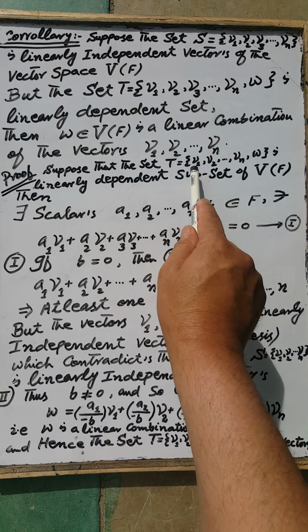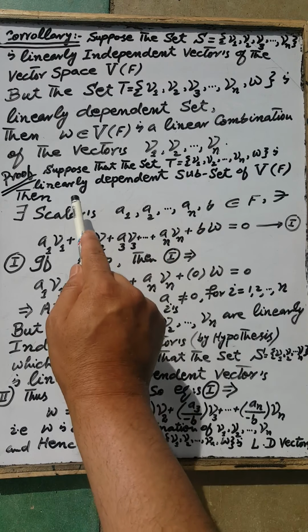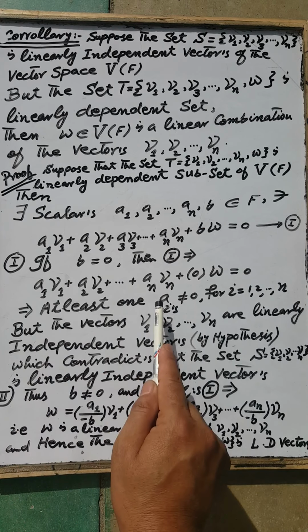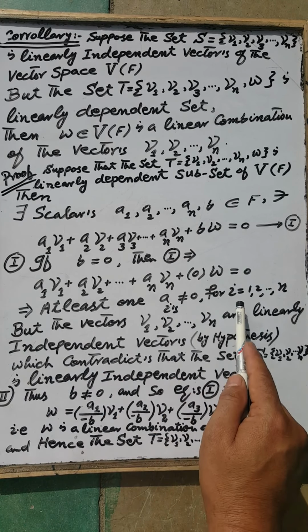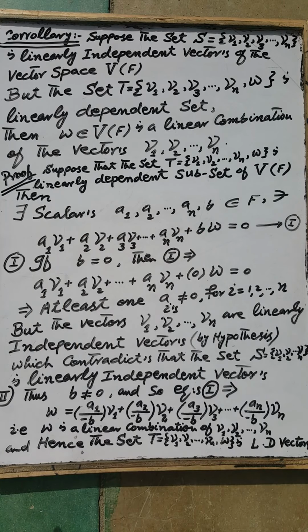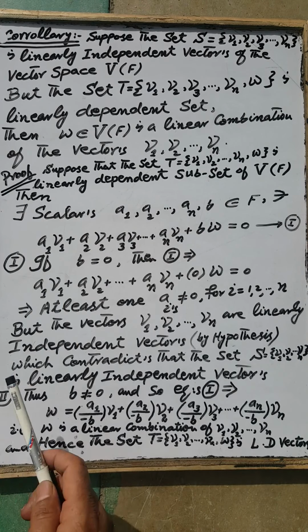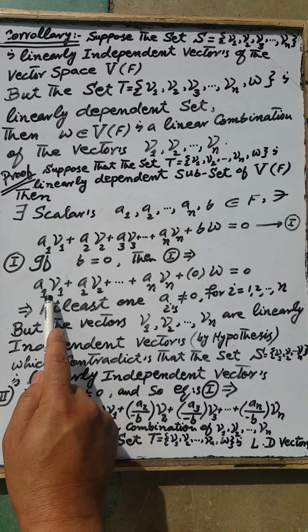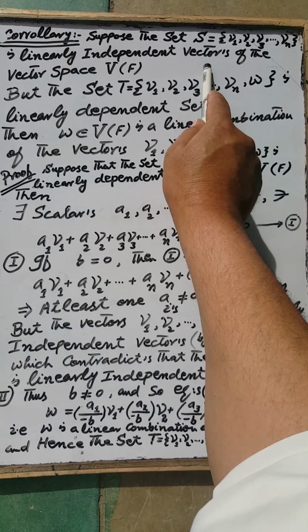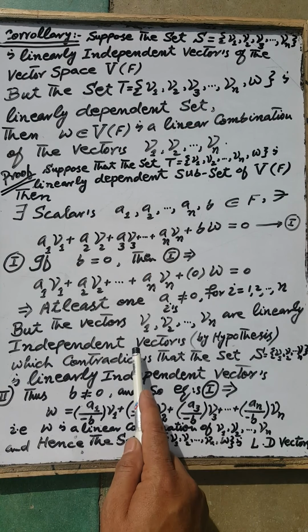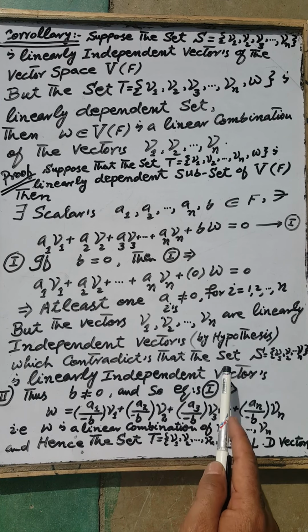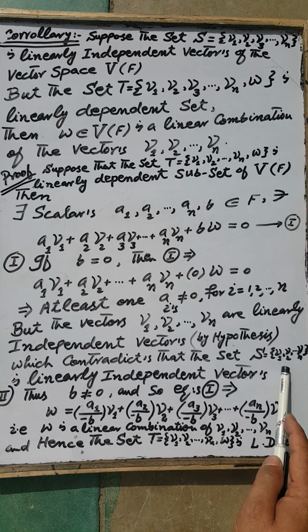Since the elements of the set T are linearly dependent vectors, at least one of the ai is not equal to 0, for i equal to 1, 2 up to n, to satisfy the condition that this set is a linearly dependent set of the vector space V over the field F. But the vectors v1, v2 up to vn are linearly independent vectors of the vector space V over the field F, which is a contradiction to our hypothesis that the set S is linearly independent.